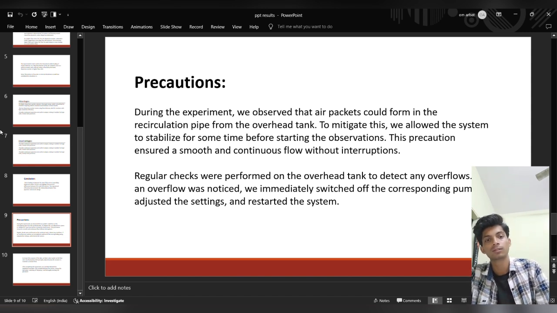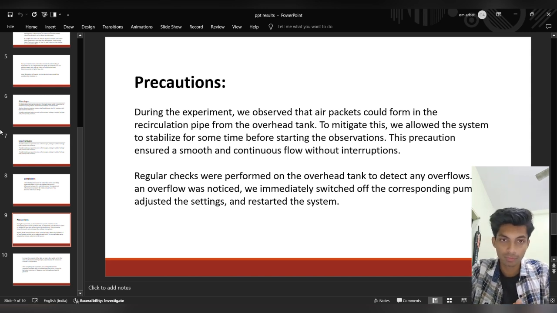Next, the general instructions for closing the experiment. After completing the experiment, we carefully followed the shutdown procedure. This included draining the reactor, closing the ball valves, switching off the pumps, and thoroughly washing the glass well. These steps ensured safety and prepared the equipment for subsequent use.